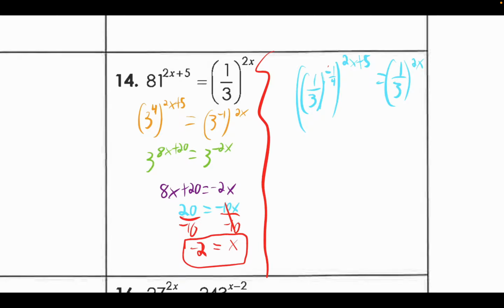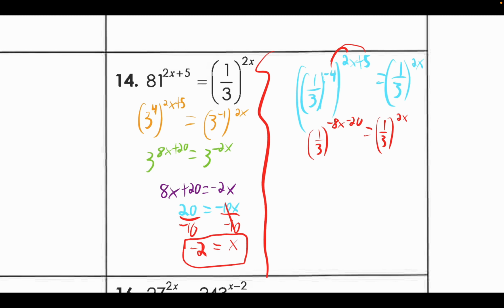And the only thing that changes here is that negative exponent. That wouldn't be negative 1/4, my apologies. That'd be negative 4. I don't know why I did that as 1/4. It's not the 4th root. Let me go back and fix that. Negative 4, that's better. And then I multiply this negative 4 to each of these exponents. And so I get 1/3 to the power of negative 8x minus 20 equals 1/3 to the power of 2x.